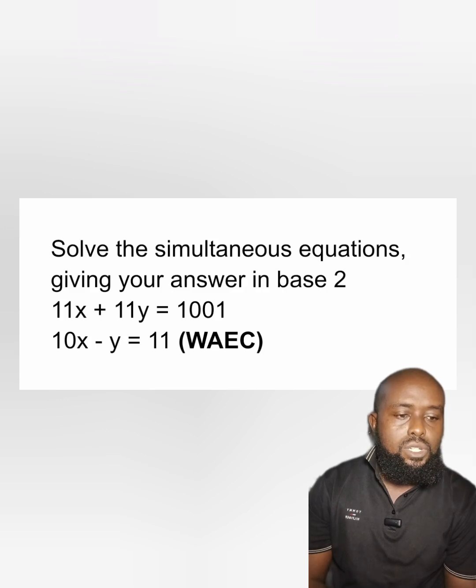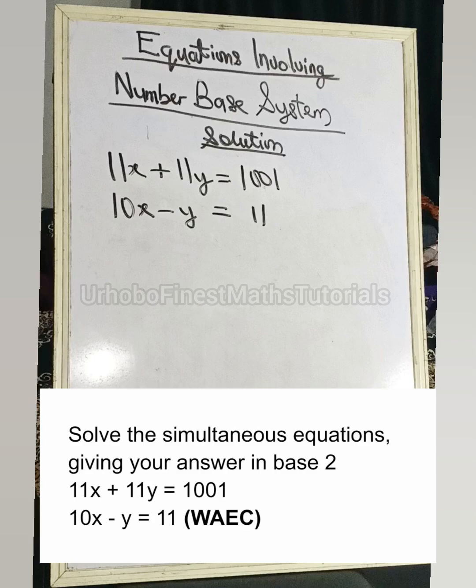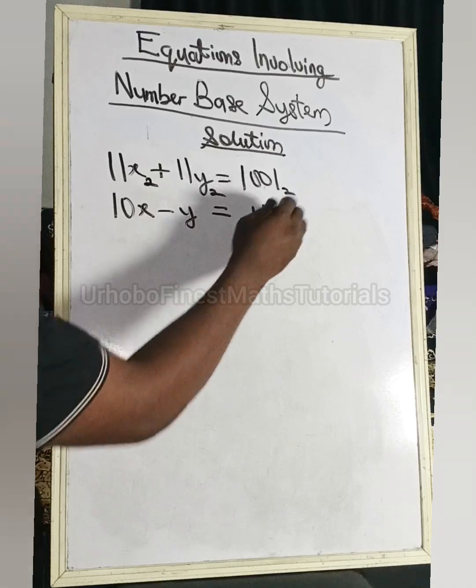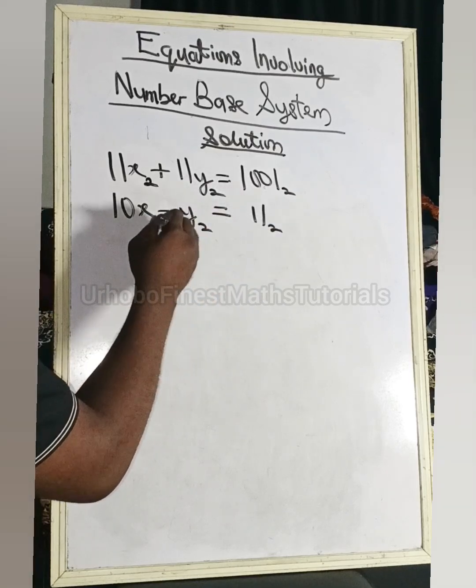Solve the simultaneous equations giving your answer in base 2. Now this equation you are seeing right here is in what? Base 2. So we can make that easy for us by just putting base 2 like this so that we don't forget: base 2, base 2, base 2, and base 2.